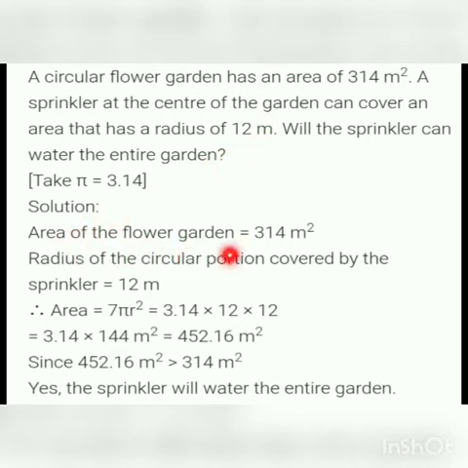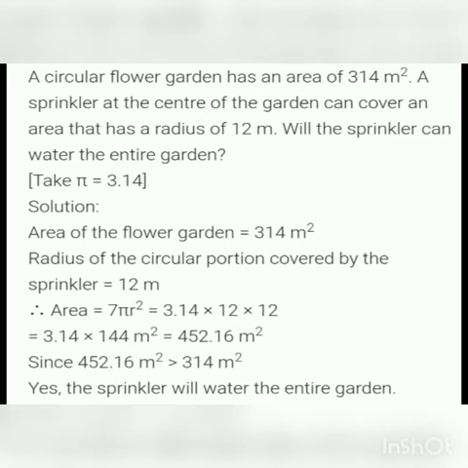So the area of the flower garden is 314 meters square. That is given in the question. Now the radius of the circular portion covered by the sprinkler is 12 meter. Now the area of the portion covered by the sprinkler means pi r square, giving 3.14 into r, and r is 12 here. So 3.14 into 12 into 12. Now 12 into 12 is 144, multiplying you get 452.16. So the area made by the sprinkler is 452.16 meters square, and the area of our flower garden is 314 meters square. Which area is larger? Area made by the sprinkler. So we can say this garden is watered by the sprinkler.